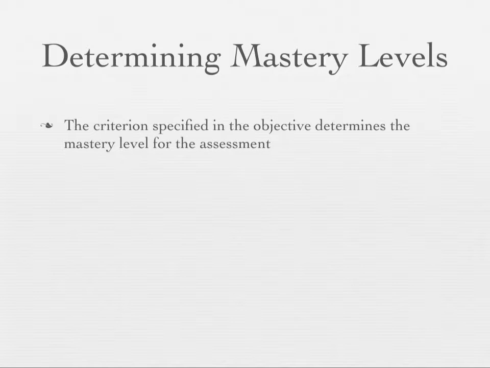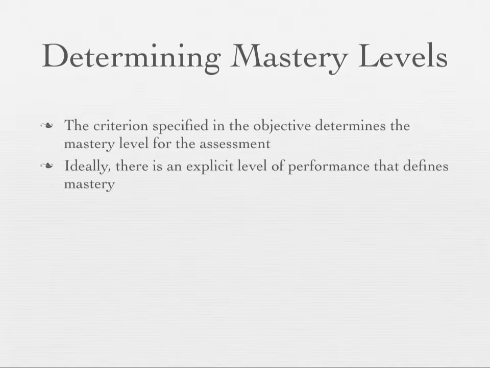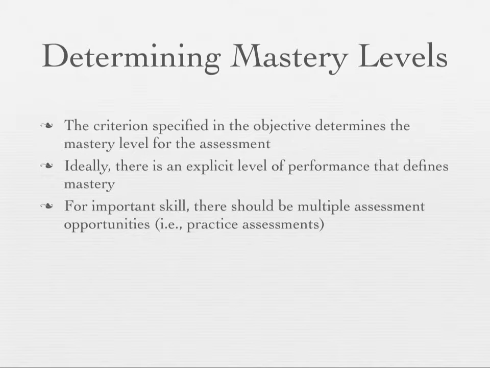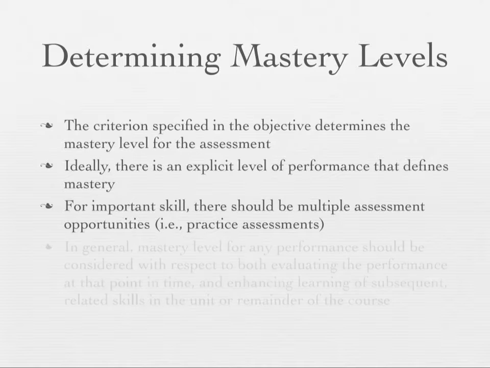We look at mastery levels. This comes from writing our objectives, and mastery levels do carry forward into assessments as well, and this is what we are testing for. The criterion specified in the objective determines the mastery level for the assessment, whereas ideally there is an explicit level of performance that defines the level of mastery that is required. For important skills, there should be multiple assessment opportunities in the form of practice assessments if the mastery level with an associated objective is very high.